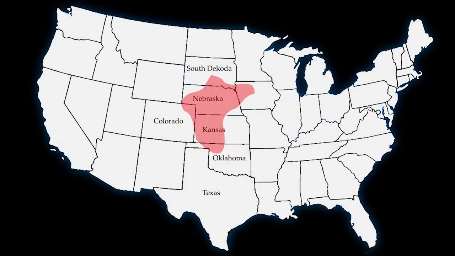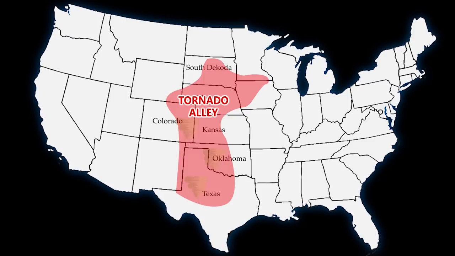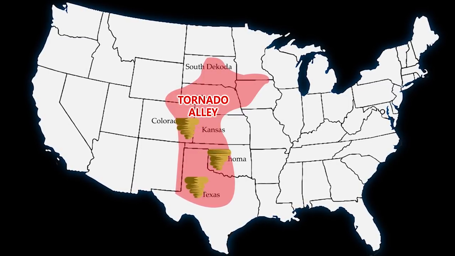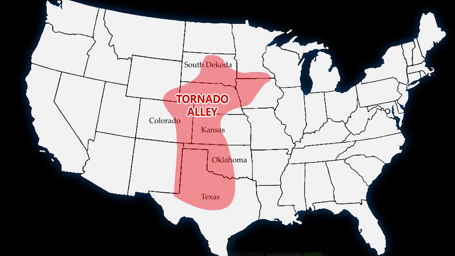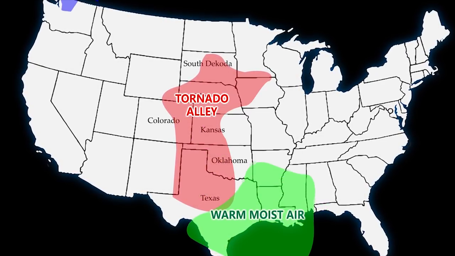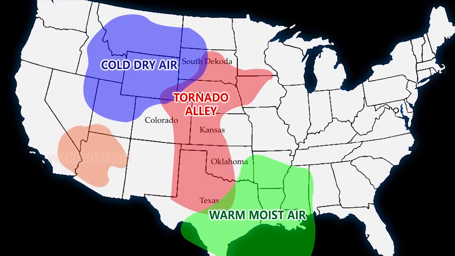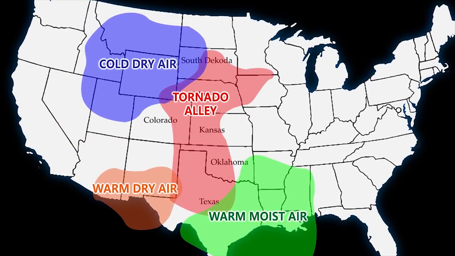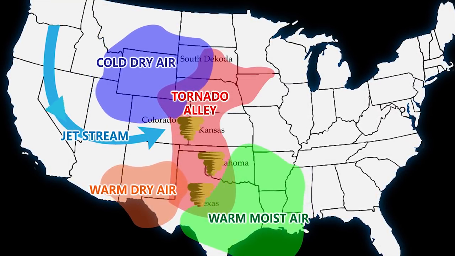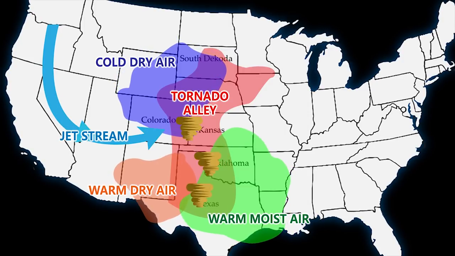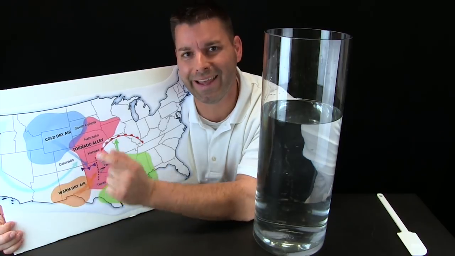I have a map of the United States, and there's a part of our map called Tornado Alley. And it's called Tornado Alley because certain times of the year, it has just the perfect conditions for tornadoes to form. We have warm, moist air coming up from the Gulf. We have cold, dry air coming down from Canada. And we have warm, dry air coming over from the West. And when those masses of air meet, all kinds of weird things happen to the air. But it's important to point out that tornadoes are only forming over land.